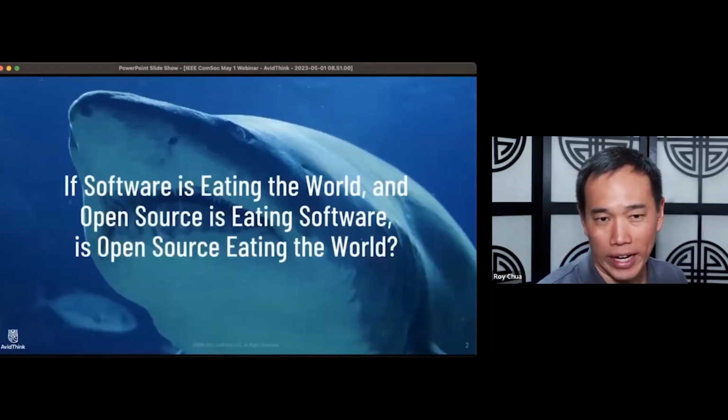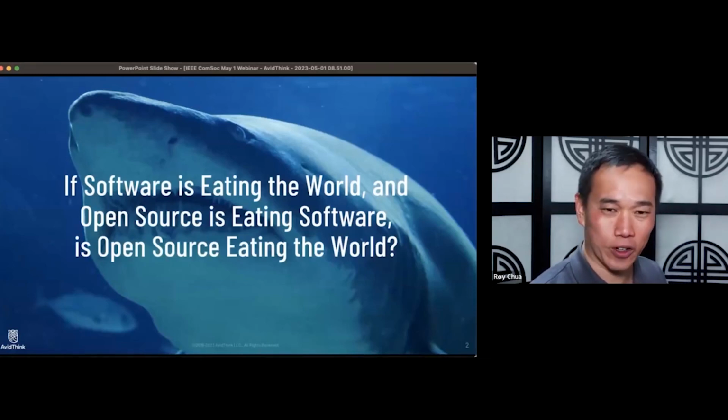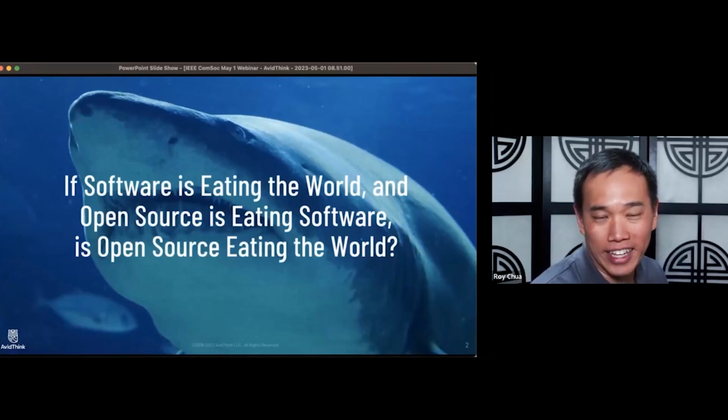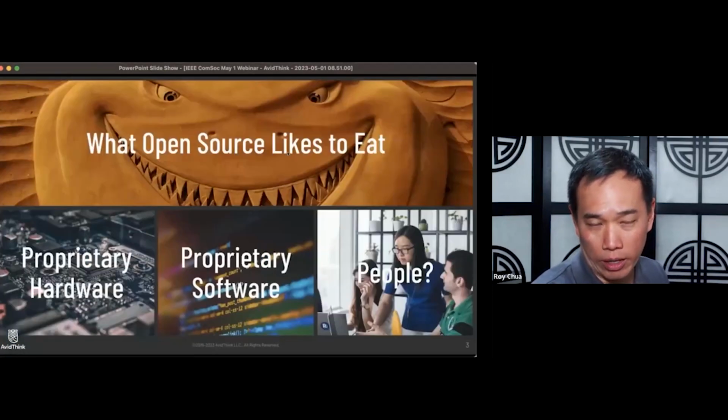A couple of wise thoughts. Software is eating the world, right? We talk about software eating the world, and open source eating software, and is open source eating the world. Open source is definitely one of the key drivers in software and technology today. I think there's no doubt about that. A lot of key elements that we use in our daily lives are based on open source. And what does open source like to eat? Well, open source likes to eat proprietary hardware, proprietary software, hopefully not people.